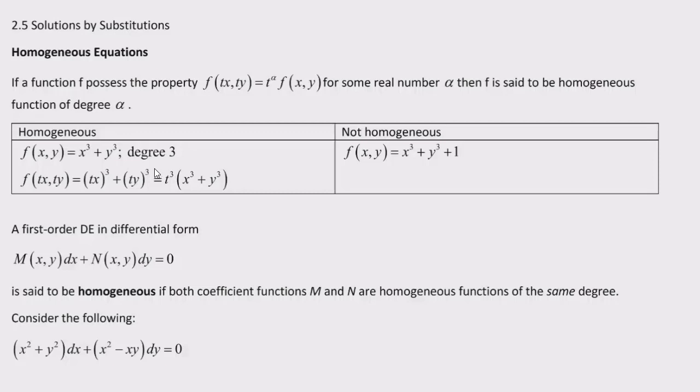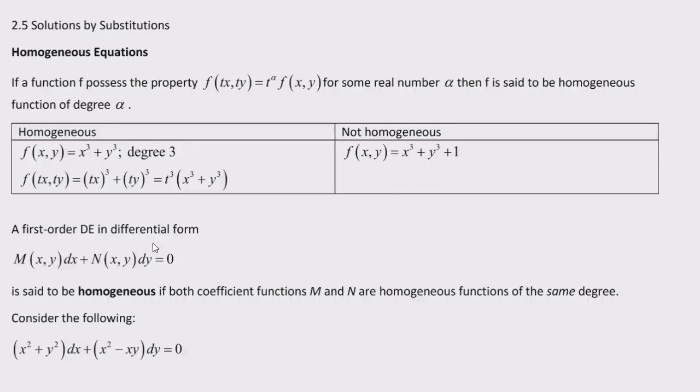So quick example, f of x, y equals x cubed plus y cubed. If I replace x and y with tx and ty, it's that fact that I can factor out the t and I get a t cubed on the outside that makes that homogeneous of degree 3. Okay. The other example that's not homogeneous, it's that plus 1 that's the issue, so I can't really factor anything out of it. Okay.